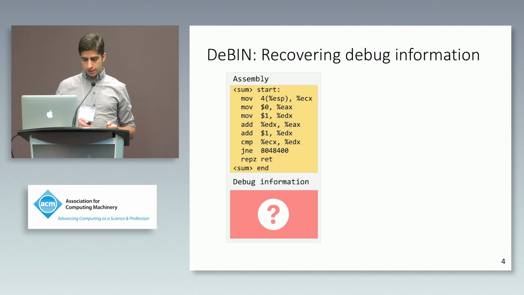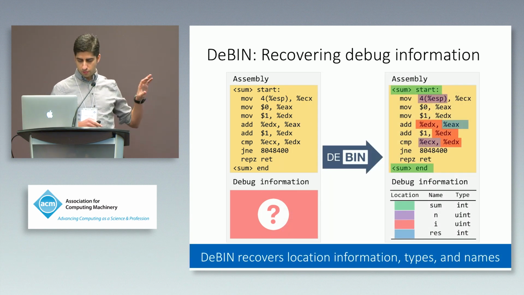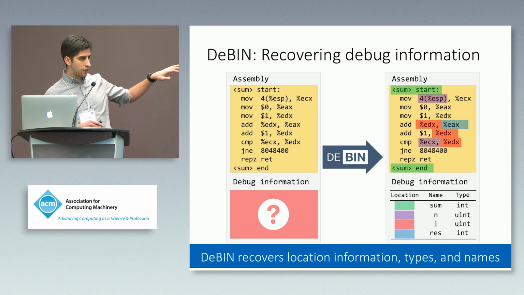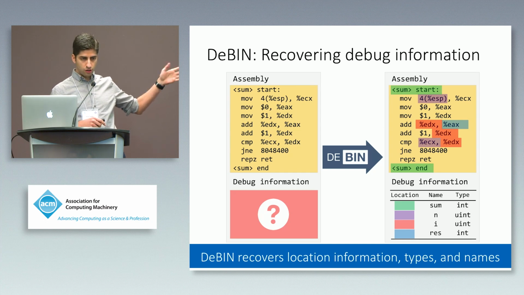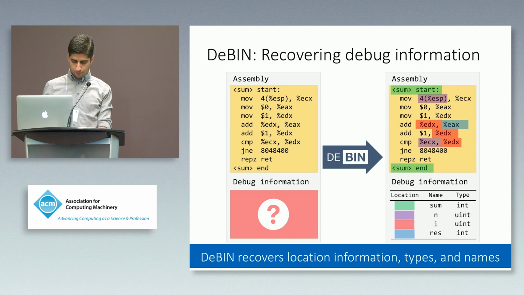So what we build with this system is we start with the stripped binary without debug symbols, and then the Debin system, given this, recovers the location information. Here in different colors, I highlight how Debin recovers at which places the same variables are stored, and then it also infers the names and the types of these variables.